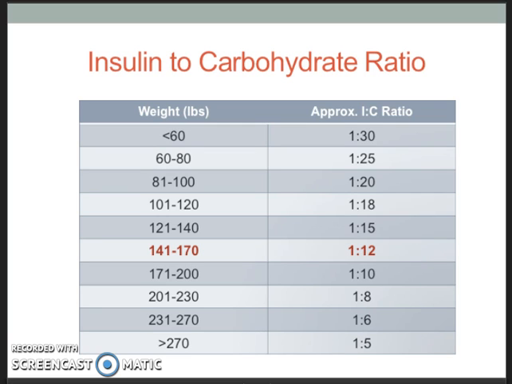This approach is based on the general observation that insulin sensitivity decreases as body size increases. Therefore, each unit of insulin will cover fewer carbohydrates in a heavier person than a lighter person. So the smaller the person, the less insulin they need. So for the purpose of this class and upcoming exercise, we're going to use the ratio of 1 to 12, right in the middle of this table.